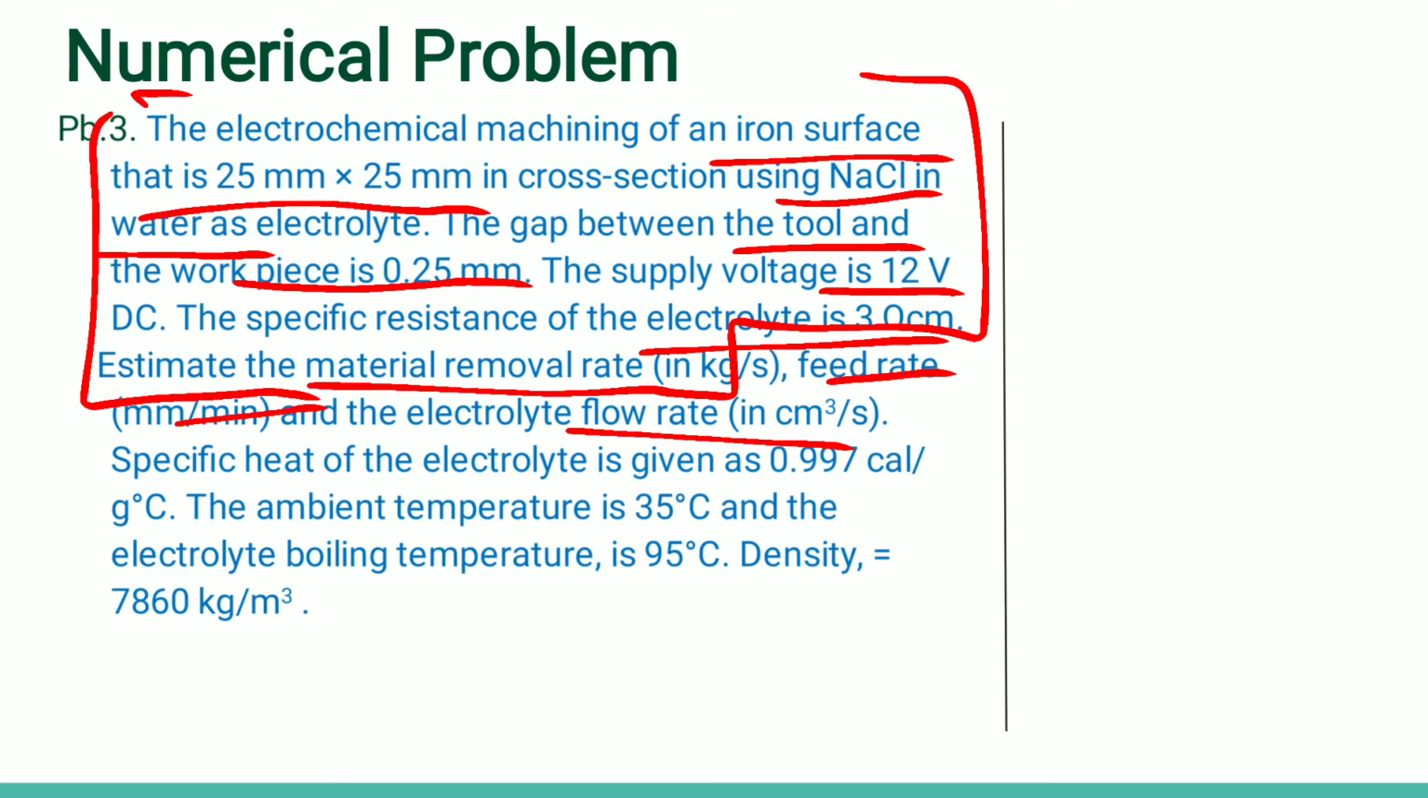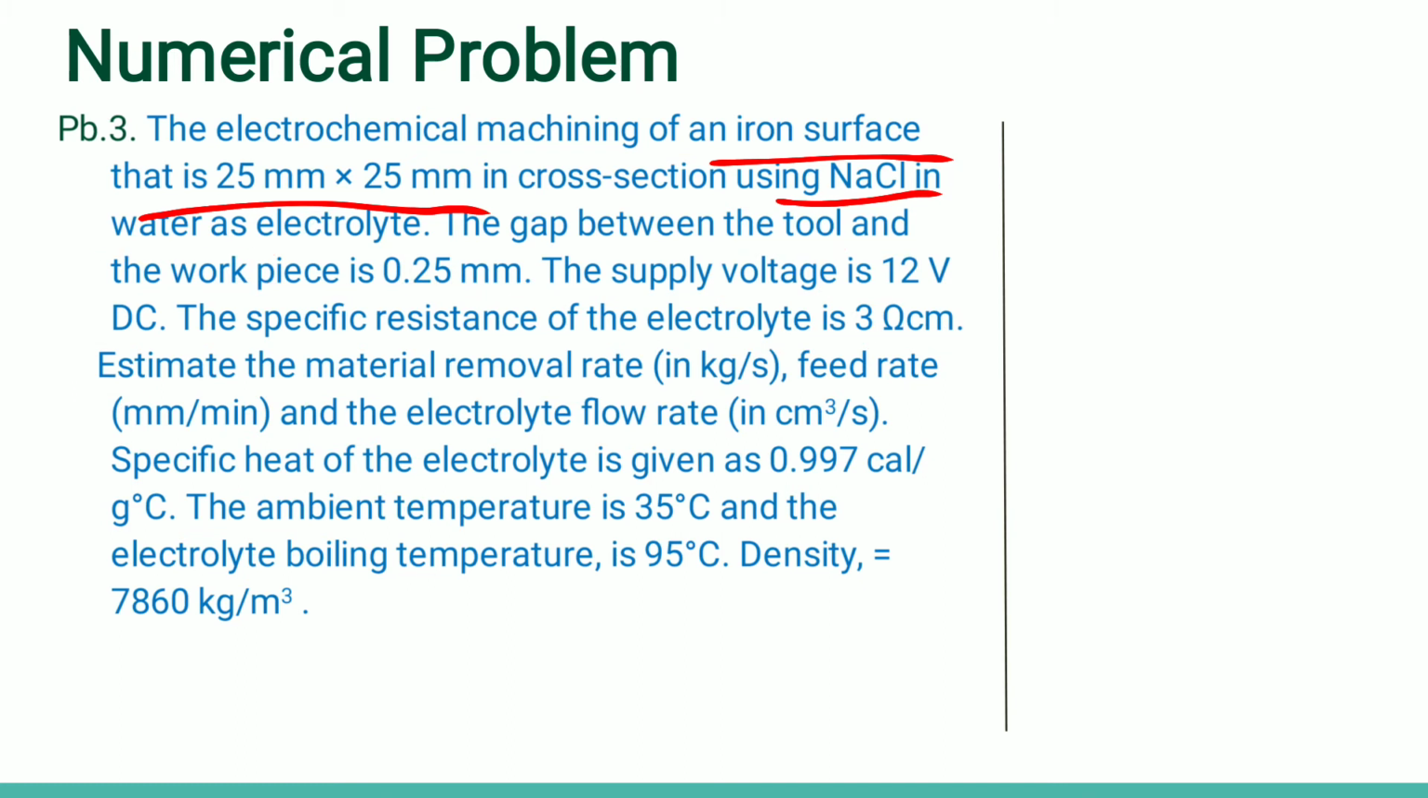Okay, for that, the other values are given to you: Ce, the specific heat, that is 997 calorie per gram into degree centigrade, the ambient temperature that is 35 degrees centigrade, and the boiling temperature that is 95 degrees centigrade. Apart from it, the density of the metal, that is iron, is given to you, that is 7860 kg per meter cube. Okay, so these are the data that is given to you.